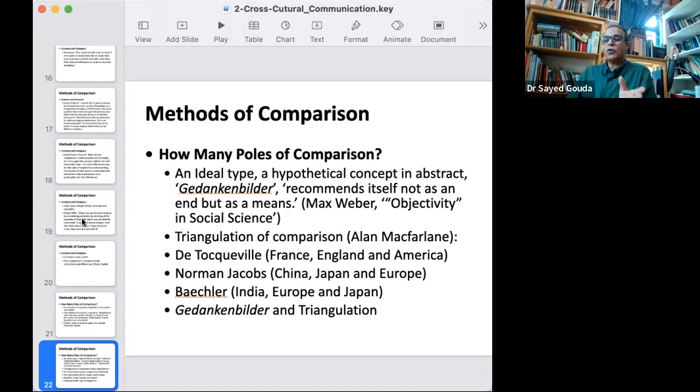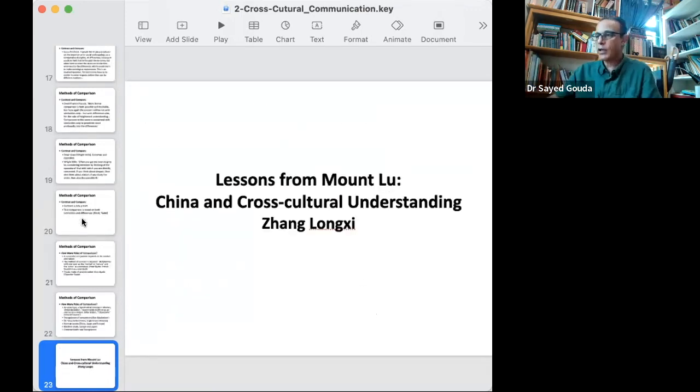So the comparison would be so important if we add this Gedanken Bilder, or the ideal type, the thing that does not exist except in our mind. We imagine it to be there. We compare our present behavior and our future behavior, our ideal behavior, how we should behave, for example, okay? We may include triangulation, the third party, okay?